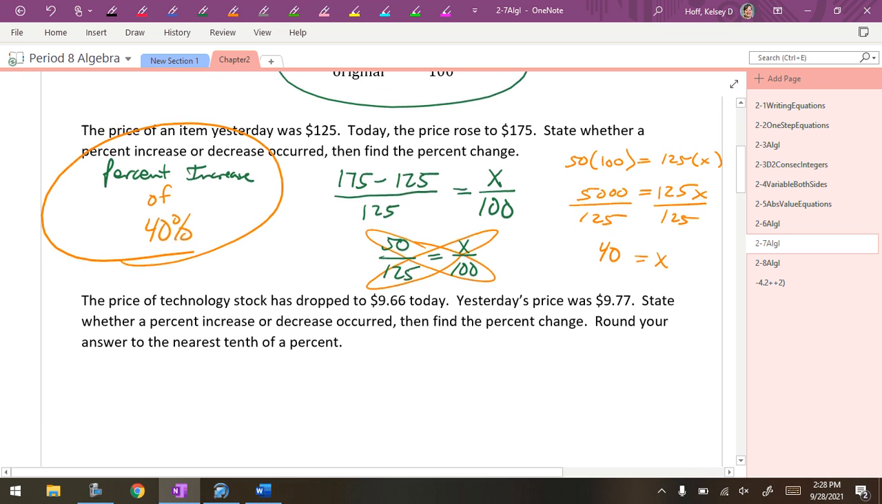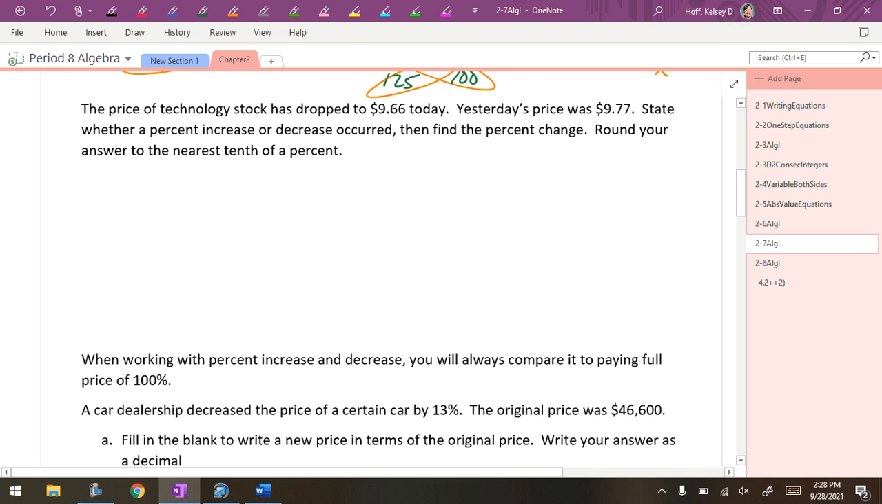The price of technology stock has dropped to $9.66 today. Yesterday's price was $9.77. State whether a percent increase or decrease occurred, then find the percent change. Note, round your answer to the nearest tenth of a percent. So just know that probably is a good indicator. We're probably going to get a decimal, right? Okay. First question, increase or decrease? Decrease. How do you know that? It says dropped.